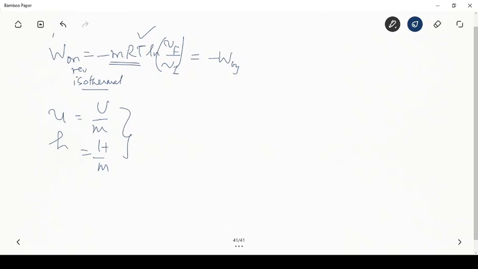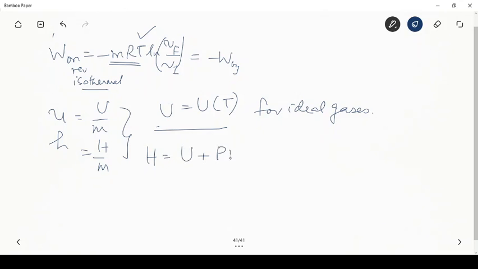Only when the molecules start interacting with each other, the effect of pressure is important, and therefore U is a function only of temperature. This is the first understanding that we have about ideal gases. So this is only for ideal gases. Okay, for ideal gases we can say U is only a function of temperature.